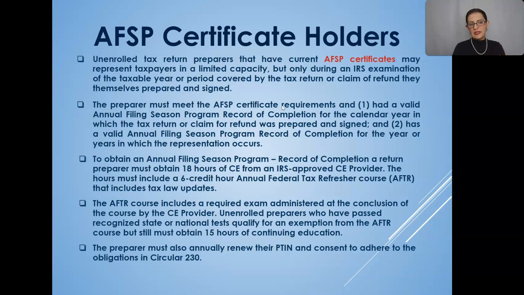In order to obtain an annual filing season program record of completion, a return preparer must obtain 18 hours of CE from an IRS-approved CE provider. The hours must include a 6 credit hour annual federal tax refresher course, AFTR, that includes tax law updates. The AFTR course includes a required exam administered at the conclusion of the course by the CE provider.